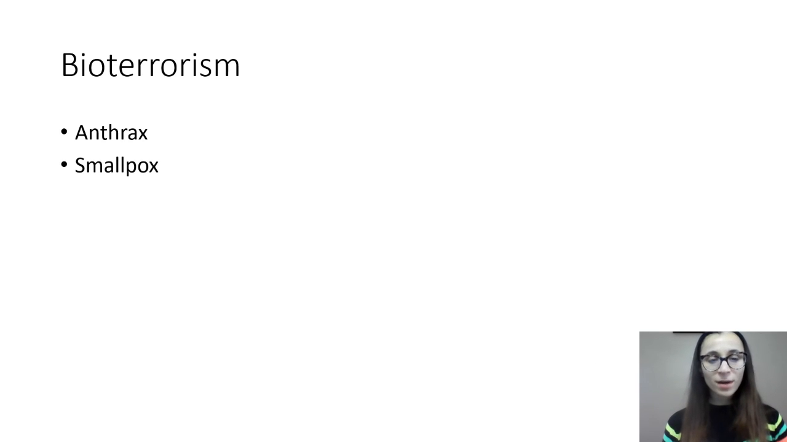Okay, next we're going to go on to bioterrorism. Not really that much. I'm just going to really quickly say a few things about it. Anthrax, there's three types. You have cutaneous, inhalation, and alimentary tract. Cutaneous is the most common type, and it's usually caused by working with animals, wool, or bioterrorism.